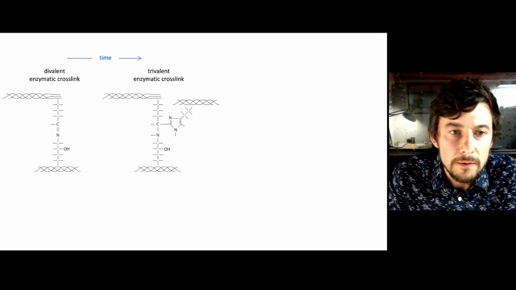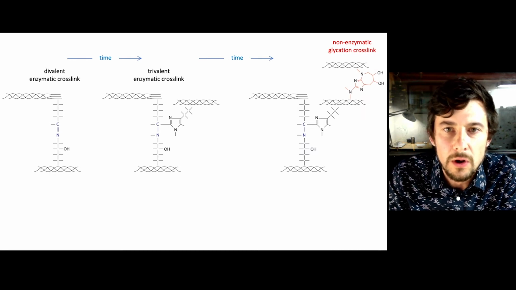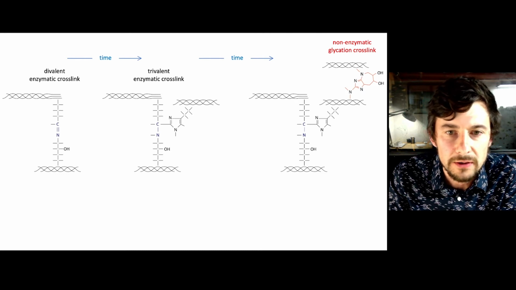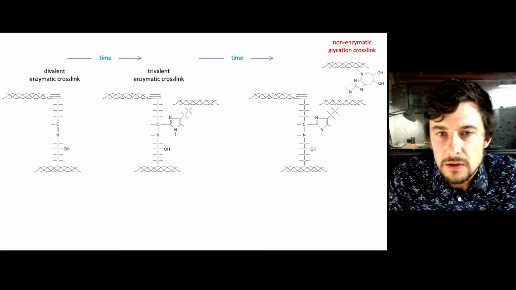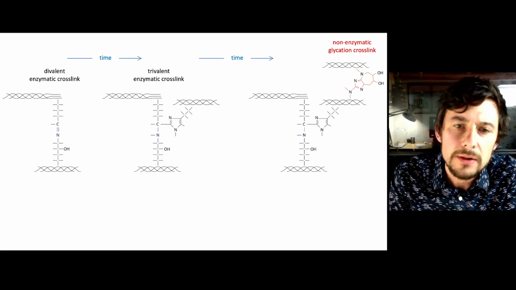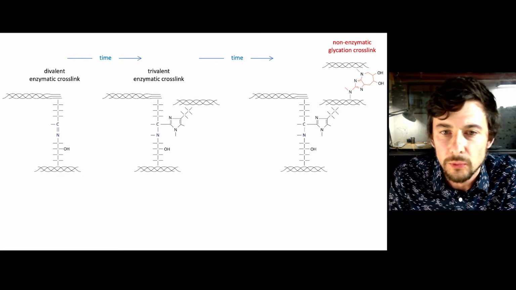Now, with further increases in time, we also have the formation of what are called non-enzymatic advanced glycation end product crosslinks, or AGEs for short. And these occur when sugar molecules react between lysine and arginine side chains, and they happen a little bit more haphazardly, in a little bit less of a controlled way than the enzymatically controlled crosslinks form.